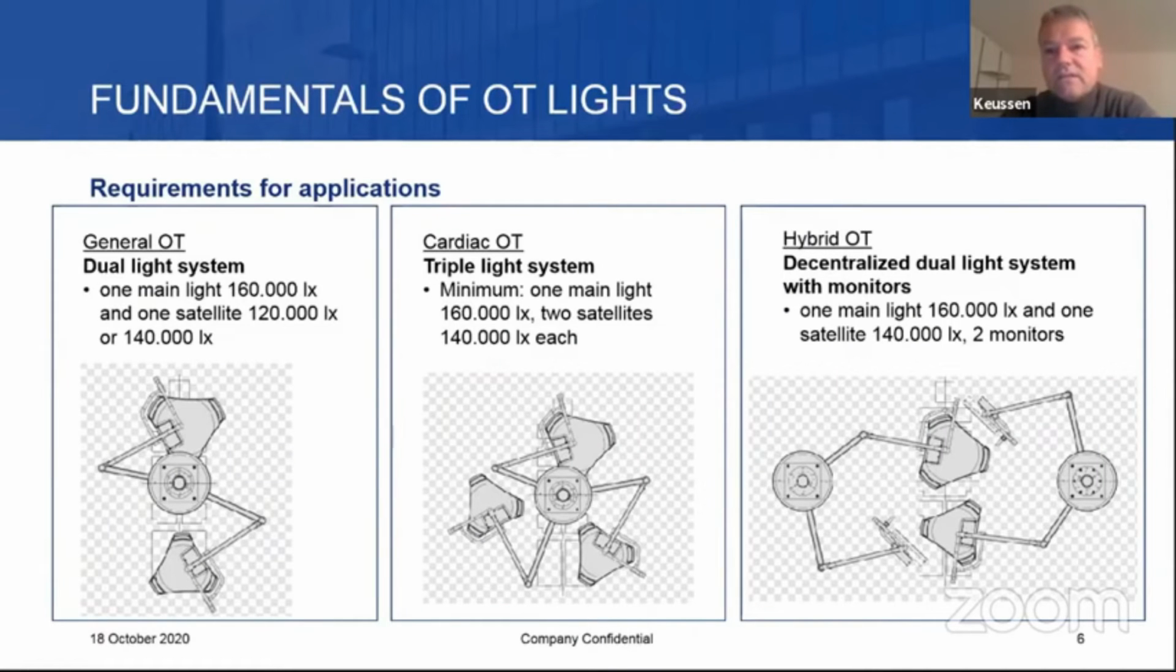And last but not least, there is the hybrid OT, in which you have imaging, you do endoscopic procedures and so on and so forth. So you need to have pictures that you need to view during the operation. So you do not only need lights, but also monitors. And in most cases, due to the location of the patient and the instrumentation, a decentralized dual light system is chosen with monitors. So you have one light with 160,000 lux, the main light with a monitor, and one satellite with a monitor. So overall, it's 2 lights and 2 monitors. So that is kind of a rule of thumb.